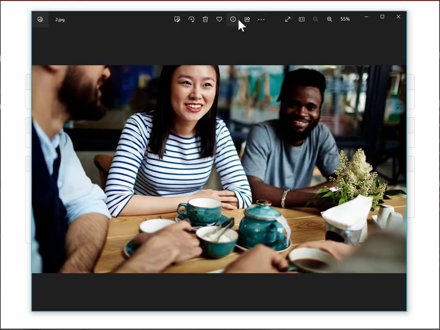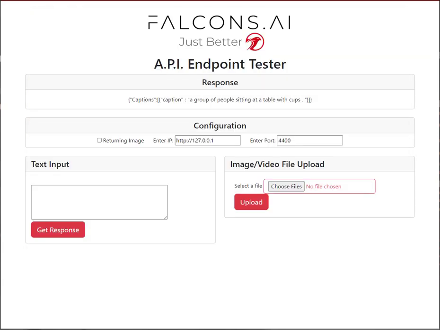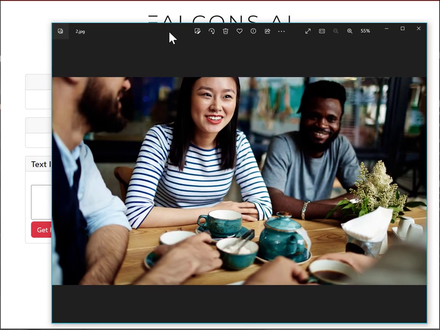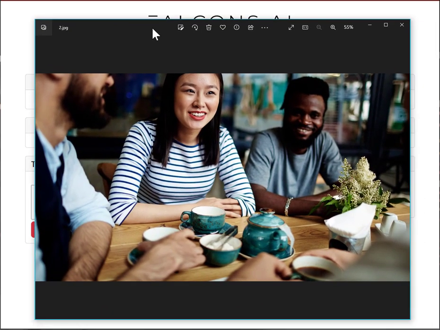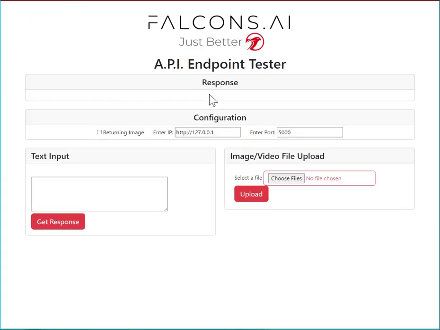And that's the image. If you notice, it's just a group of people sitting at a table with cups, right? So that's a basic image captioning, and that's widely known, that's widely used. We have an API for that as well. But I want to get into deeper image captioning, which provides more context around what's actually happening within the image. So we have our deep image caption API.